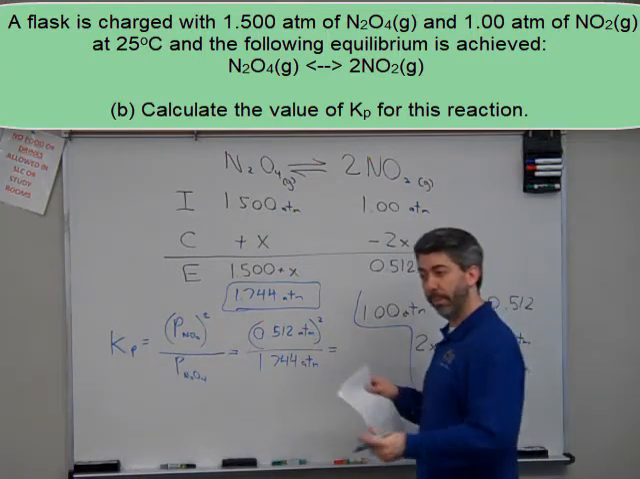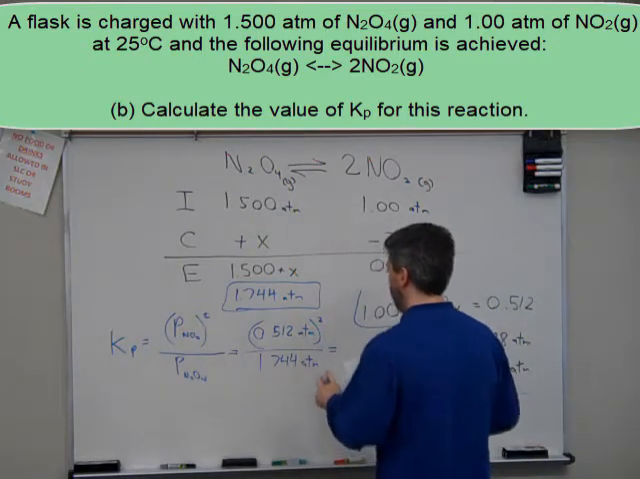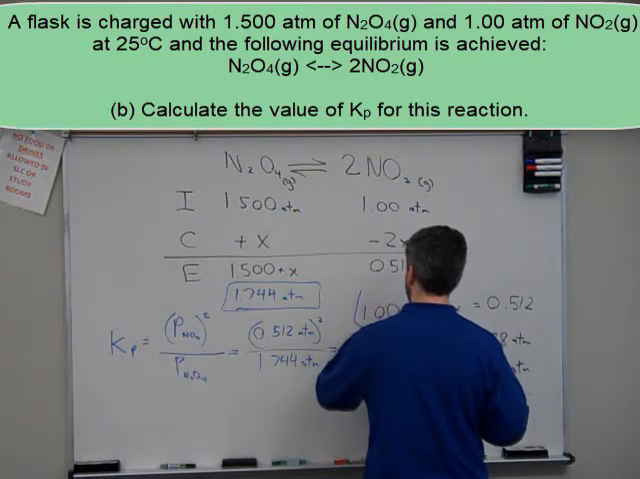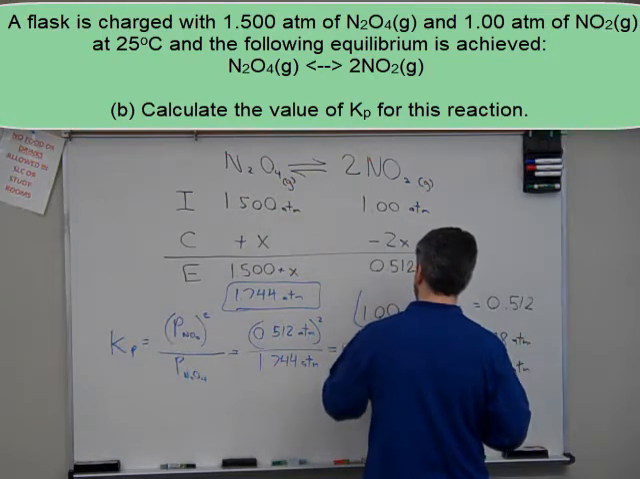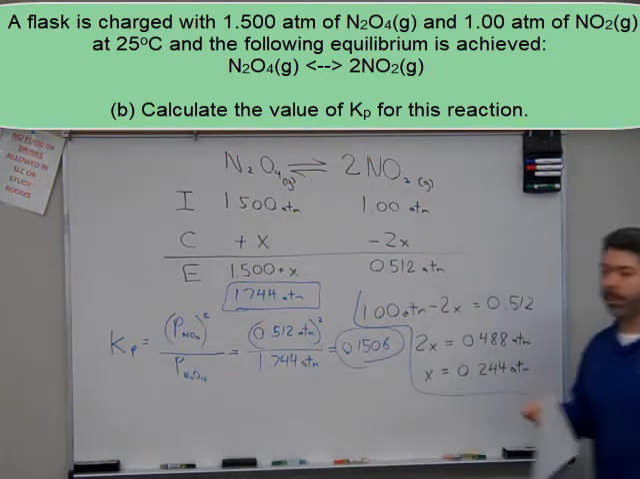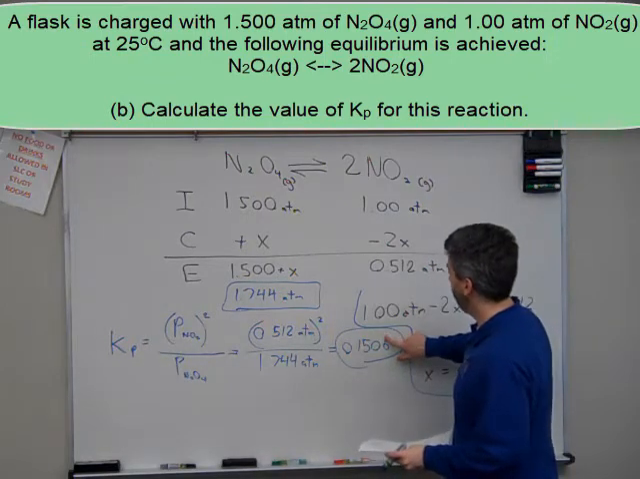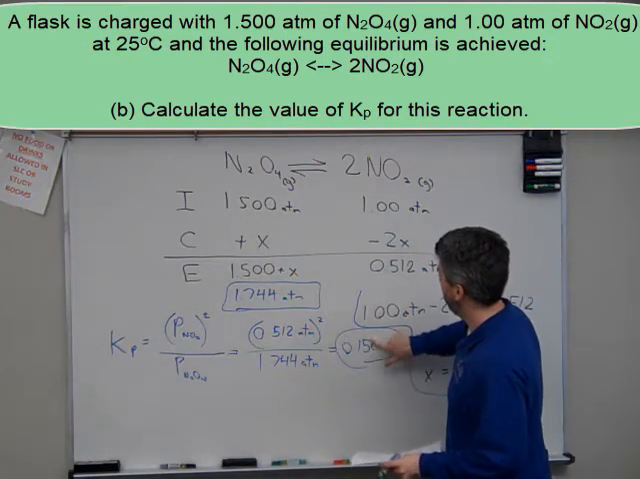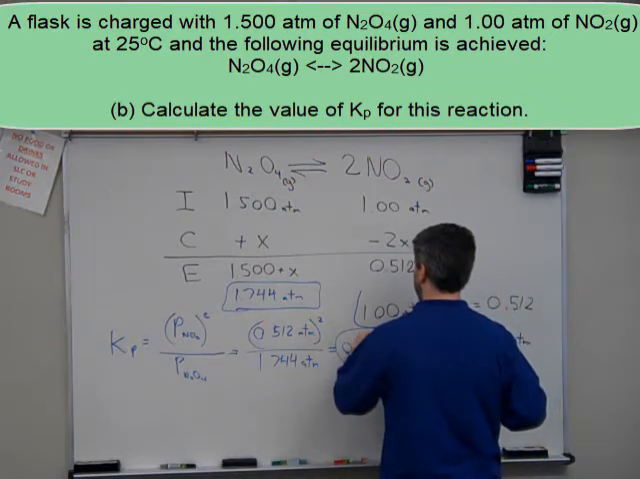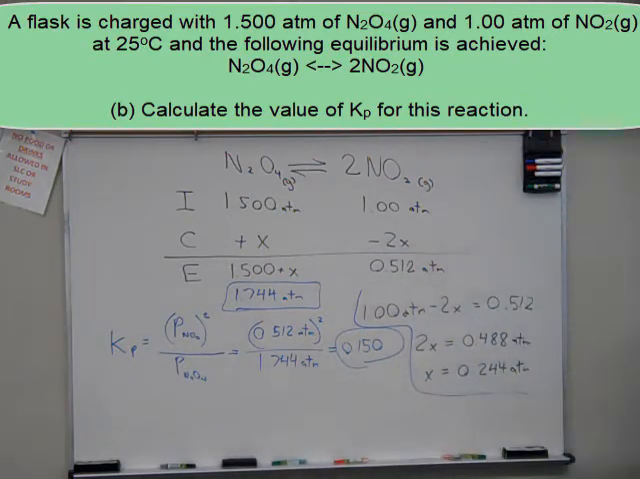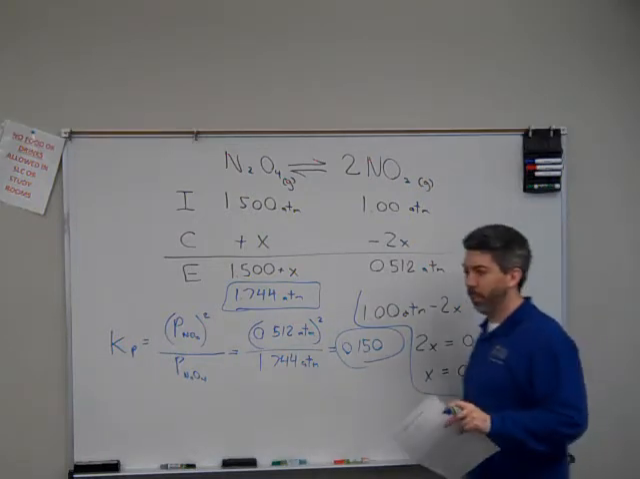What? 1503. Close enough for government. 1503. Actually, it'd only be 0.150 because we have 3 sig figs. Damn. I'll teach you to correct me.